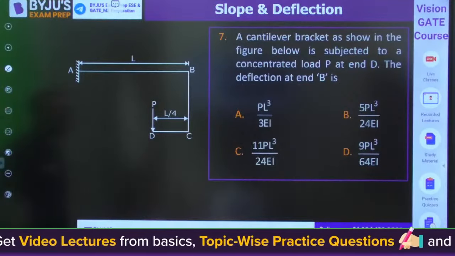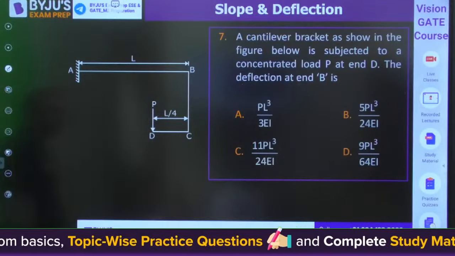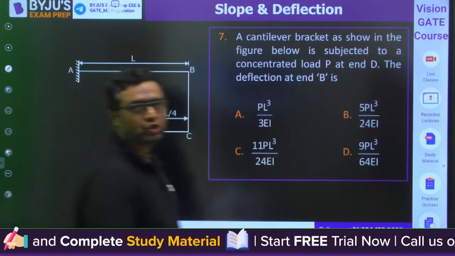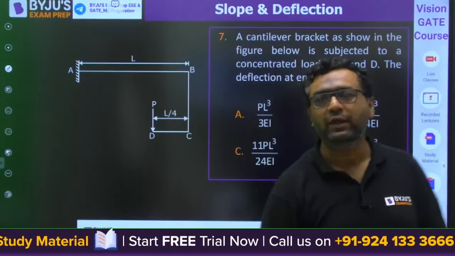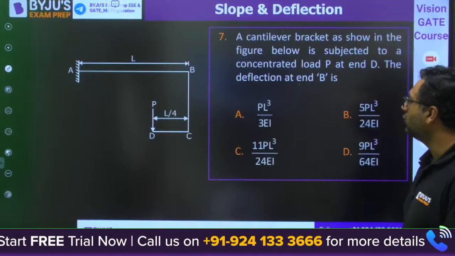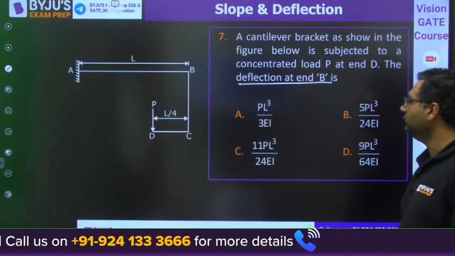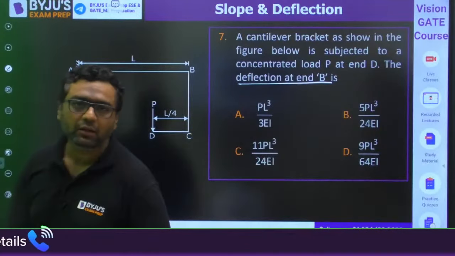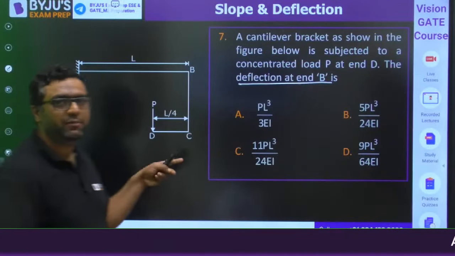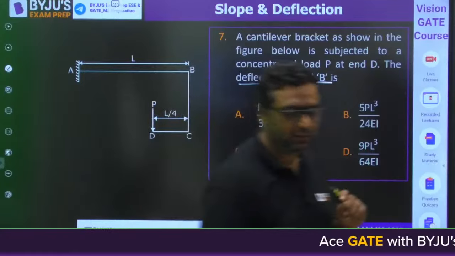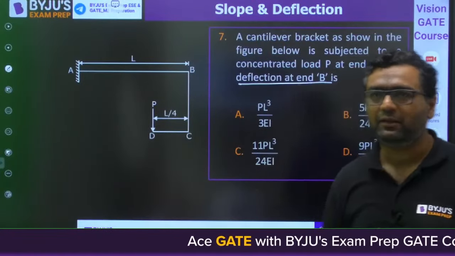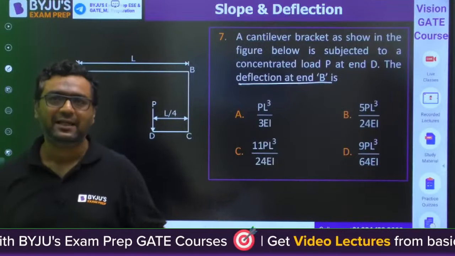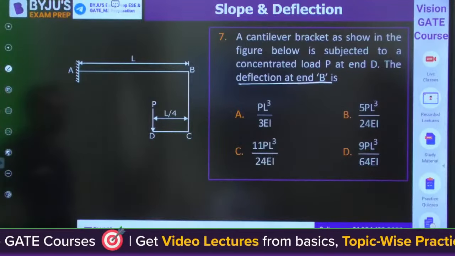Question number 7. A cantilever bracket shown like that. Find out the deflection at B. This is a free body diagram question. I told you that every method is covered. In the last, question number 11 is from the strain energy method. So we are covering every method. Majority of questions are from superposition, like GATE is asking. So how to solve this question, guys?